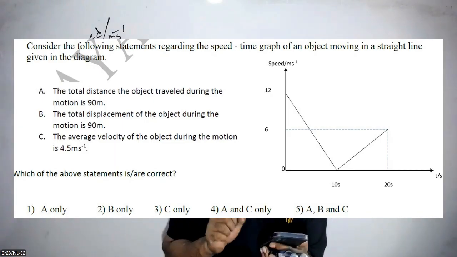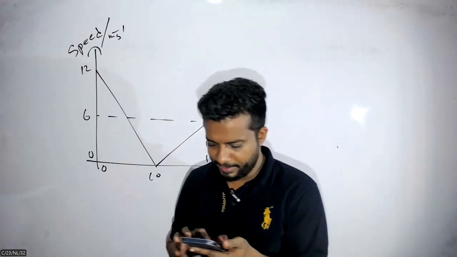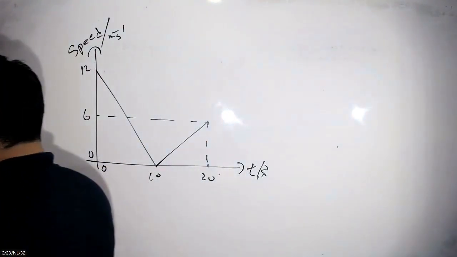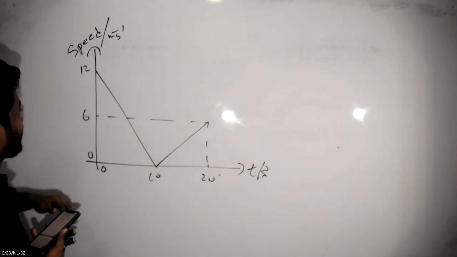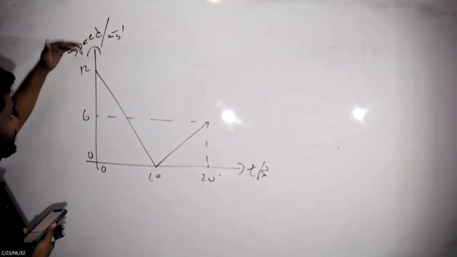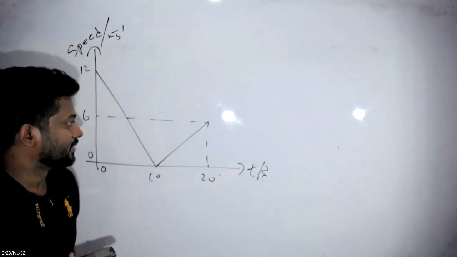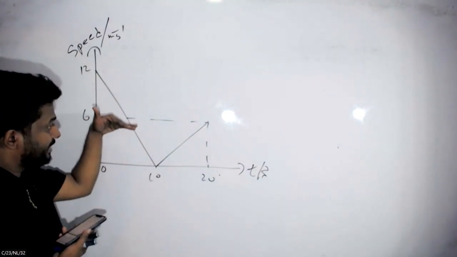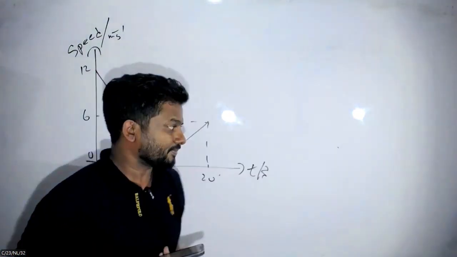Right, let's see the answer for question number 7. Consider the following statements regarding the speed time graph of an object moving in a straight line. Let's see what points you can obtain by using a speed time graph. The y coordinates give you the instantaneous speed. The gradient gives you the rate of change of speed.